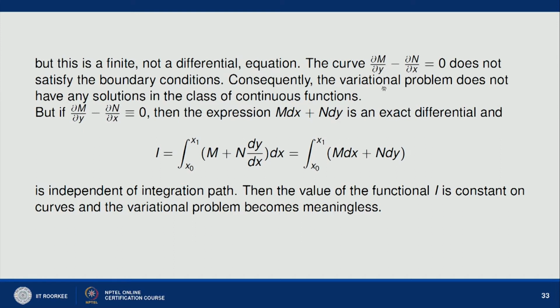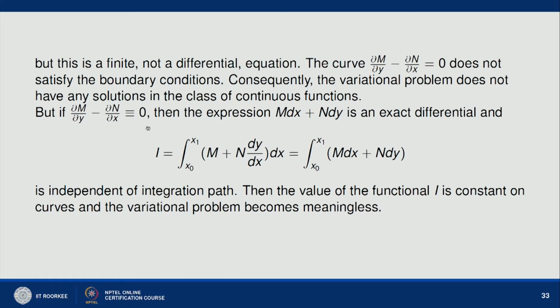Now it may happen that this curve which we have achieved as an application of Euler's equation may not satisfy the boundary condition, and if it is not satisfying the boundary condition, we simply say that the variational problem does not have any solution in the class of continuous functions.